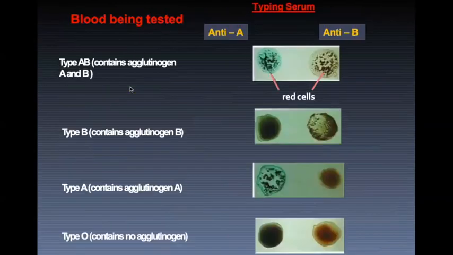Now again, this is a simple example. Blood test: type AB, agglutination with both A and B. Type B contains agglutination with B. Type A, agglutination with A, clumping. Type O contains no agglutination.